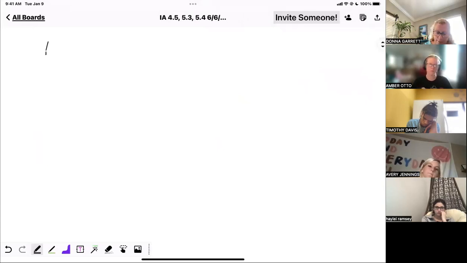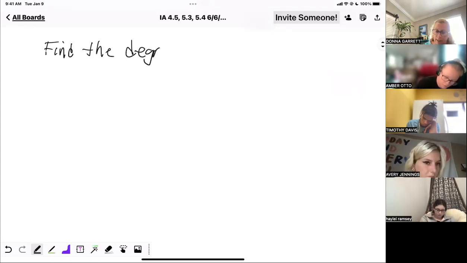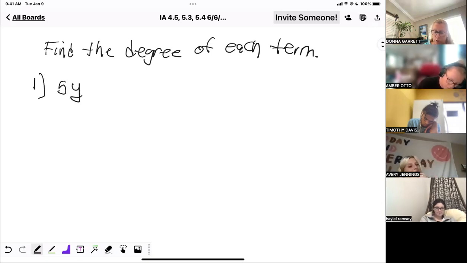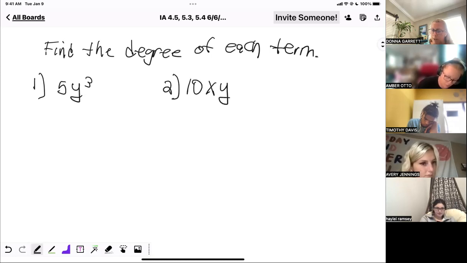First thing, find the degree of each term. So I'm just going to give you one term. I want you to find the degree just to get started. So A is 1, 5y to the third, 2, 10xy, and 3, 8. Now I'm going to be quiet for a minute and I want you to write down what you think it is. Find the degree of each one.